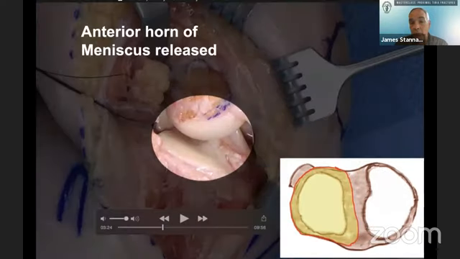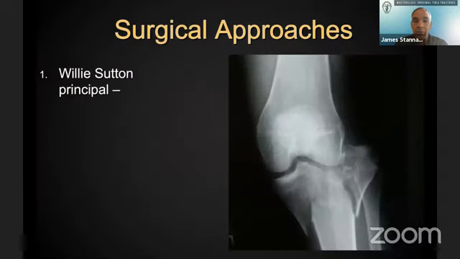If you add the horn release, you really can see, but again, I prefer not to do that if possible. So how would I summarize things? I would tell you that for surgical approaches, I use the Willie Sutton principle. If you don't know who Willie Sutton is, he was an American bank robber in the 1920s. And they asked him why he robbed banks, and he said, because that's where the money is. I picked my surgical approach to go where the money is.